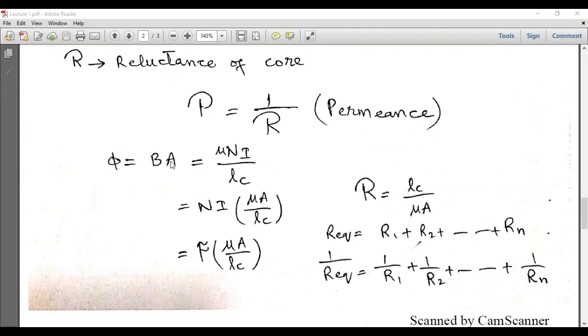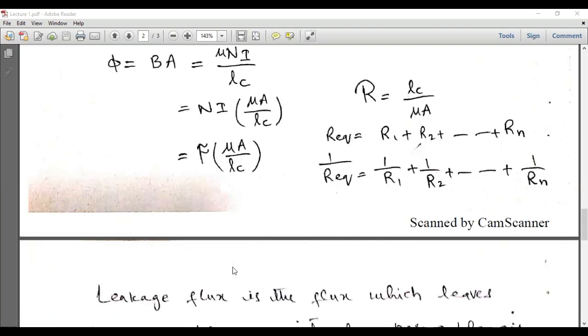And flux is equal to B times A, which is the product of magnetic flux density and the area of the cross section of the core. This can be expanded using mu and Ni divided by the core length, multiplied by the area, and we can rearrange this expression. Ni is the magnetomotive force, and mu A over Lc is equal to 1 over reluctance. For example, I is equal to V over R. Similarly, in this case, flux is equal to magnetomotive force divided by the reluctance. And this is actually 1 over R, so reluctance will be equal to Lc over mu A.